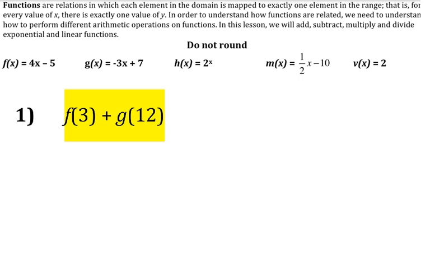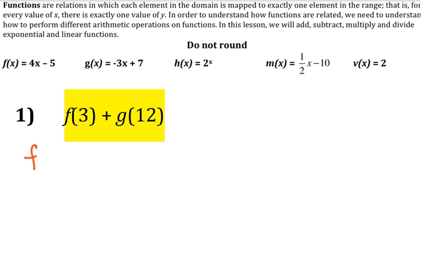So in number 1, f of 3 plus g of 12. There's two functions. We've worked before with something that just says f of 3, and we've worked with something that just says g of 12. But what we're going to do this time is put them together, and this time we're going to put them together by adding. So basically it's two problems that we'll then put together.